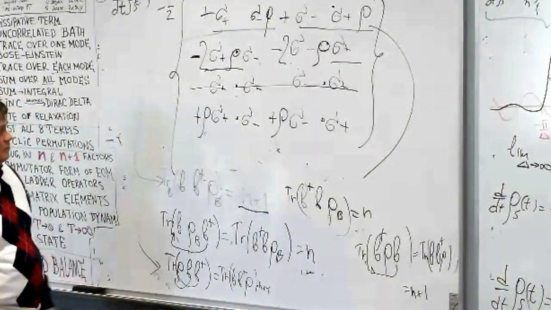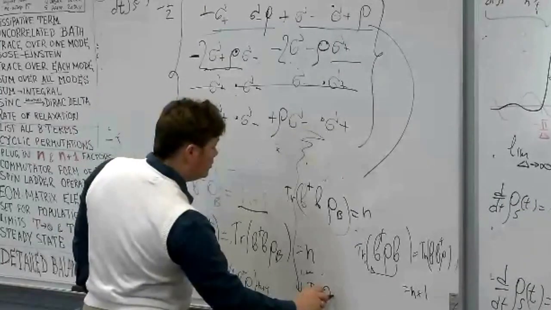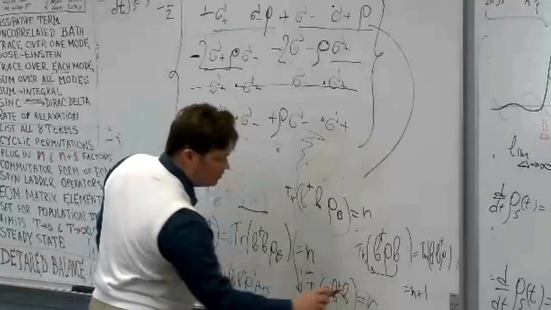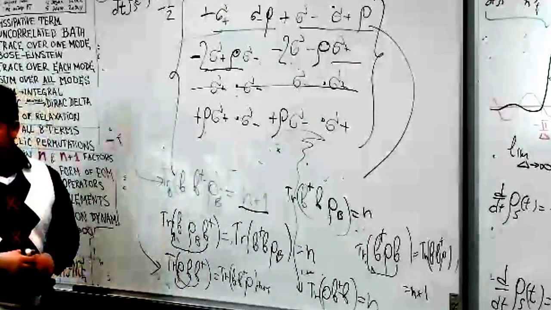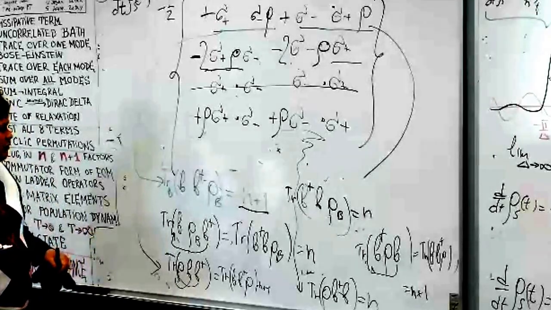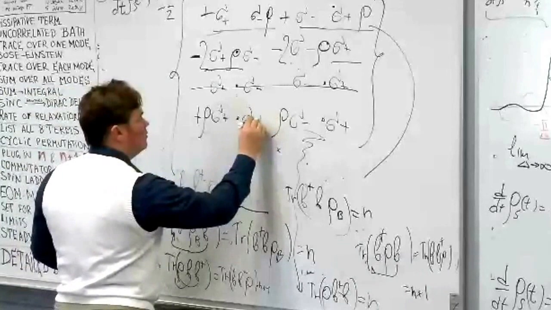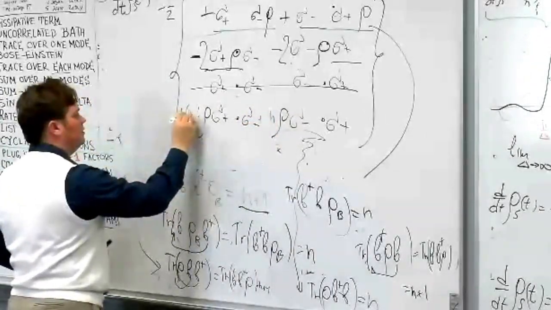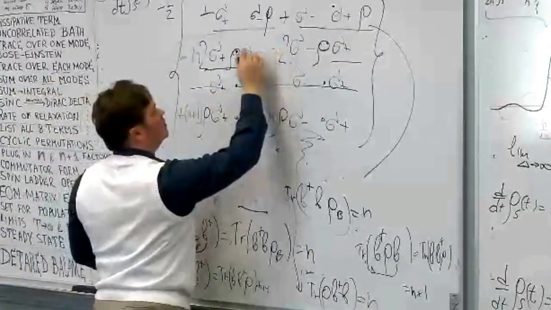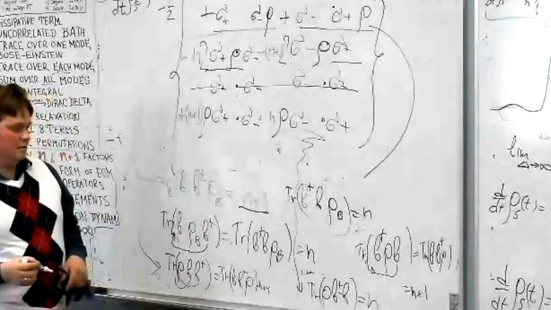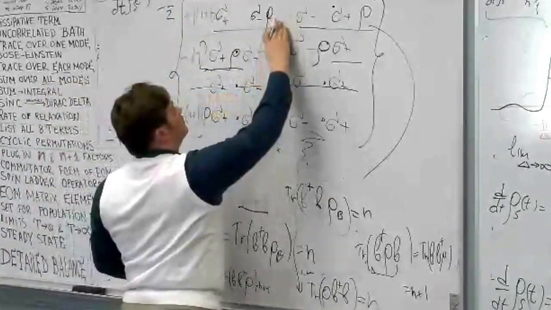And for the last one, trace rho b dagger b, yeah, right? Correct? So the most important thing for the last three terms is to distribute factors n or n plus 1 into these records. So n here, n plus 1. Here it was n, it was n plus 1. Correct? Here n plus 1. Here, n.